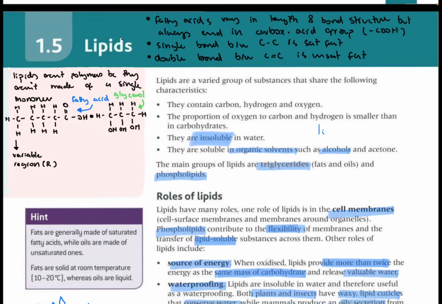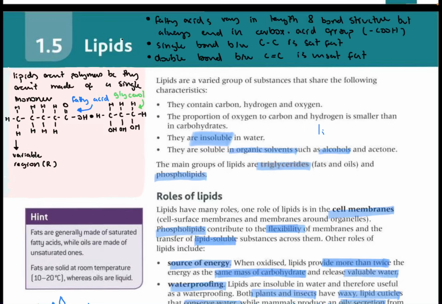Now, just to begin with, some really important things to bear in mind is that lipids are made up of carbon, hydrogen, and oxygen, which are the same atoms that we know carbohydrates are made of, and also proteins are made of, except proteins have some extra elements such as nitrogen, possibly even sulfur. We're going to learn more about that in the next lesson.